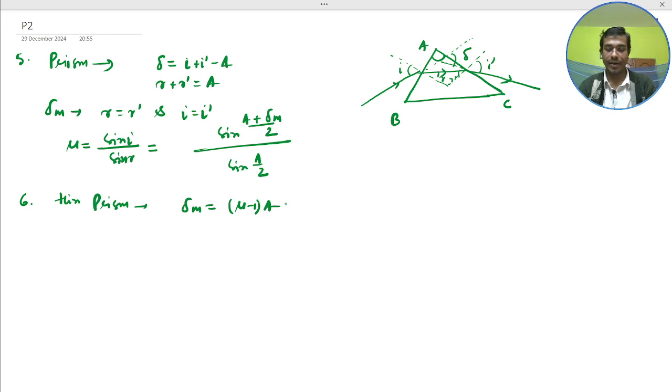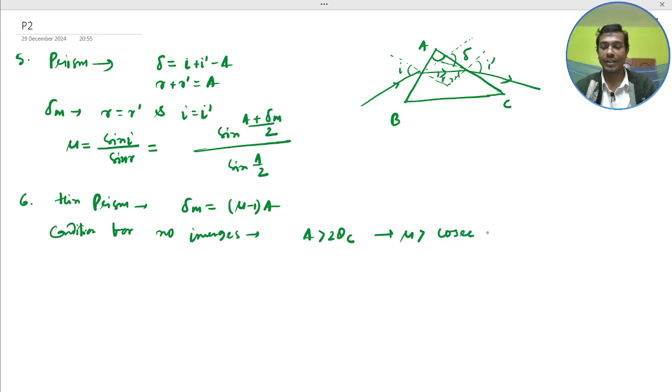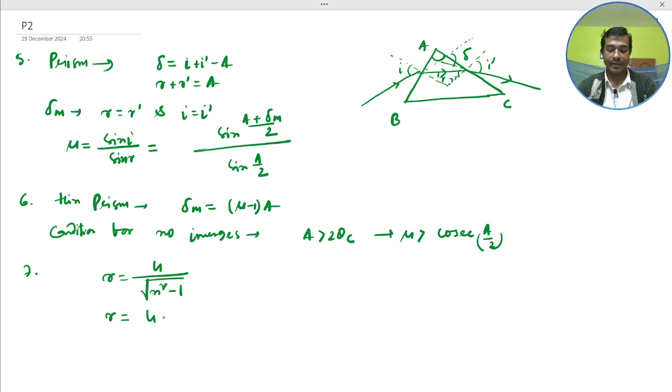This is for the thin prism. And the condition for no emergence is that A is greater than 2 theta c, so mu would be greater than cosec A by 2. And next one, the radius of the surface seen by a diver at depth h on the water surface would become r equal to h by root over (n square minus 1), or r equal to h tan ic.